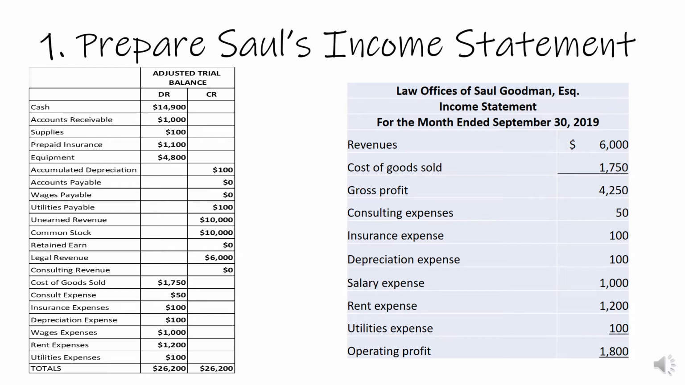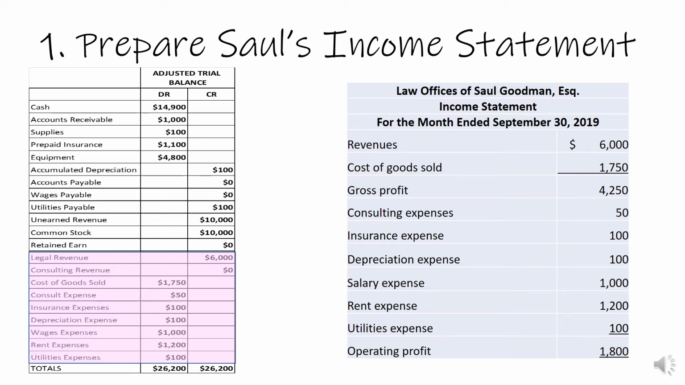The first step in preparing our financial statements is to prepare the income statement. This is because the operating profit from all of the operations during the month eventually hits our balance sheet via the statement of retained earnings or the statement of changes in owner's equity. We start with our revenues for the month, which for Saul includes revenues only from his legal operations. We subtract any cost of goods sold in providing those legal services, which gives us our gross profits.